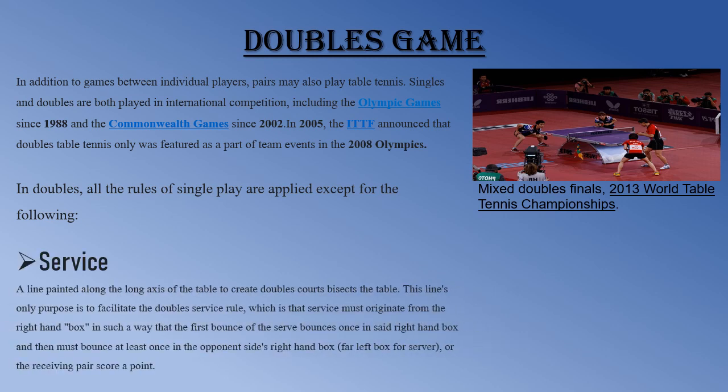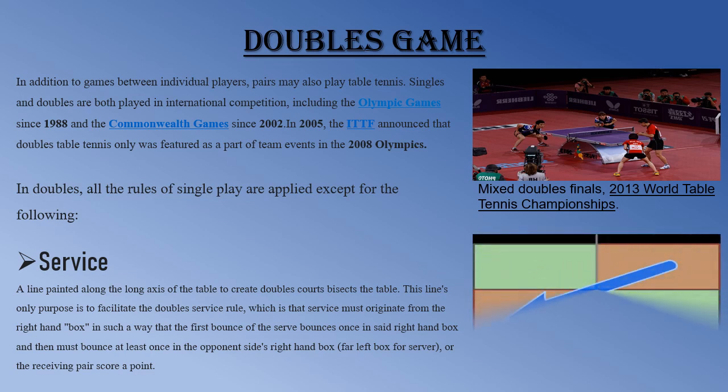Service. A line painted along the long axis of the table to create a double court bisects the table. This line's only purpose is to facilitate the doubles service rule, which is that service must originate from the right hand box in such a way that the first bounce of the serve bounces once in said right hand box and then must bounce at least once in the opponent's right hand box, or the receiving pair scores a point.